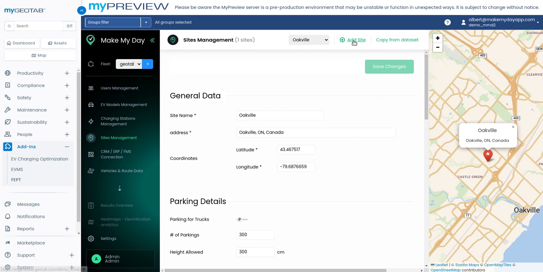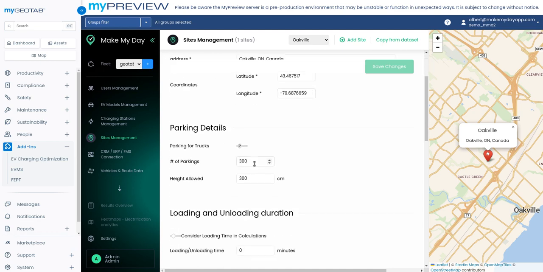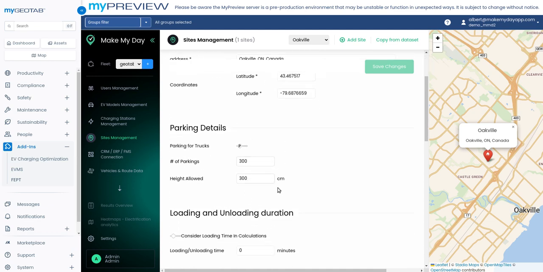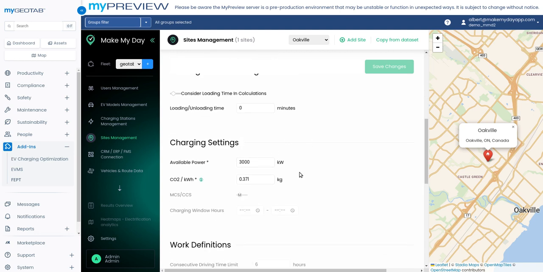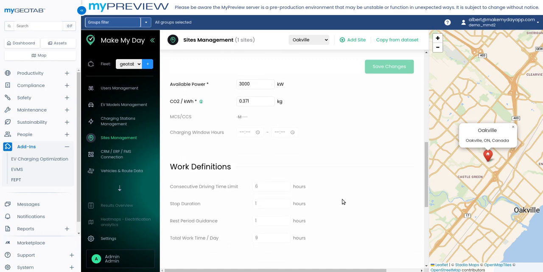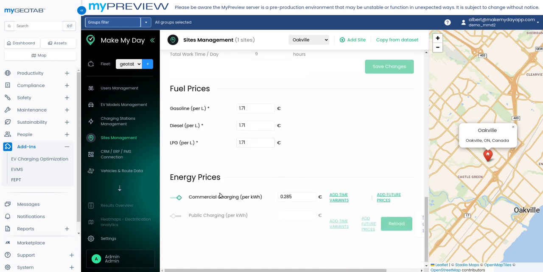We can of course always add new sites, and we can enter the different parameters for the site: the location, the address, number of parkings. There are many details and parameters that we can alter. For example, what is the available kilowatt in the depot that we can charge the vehicles with. And one of the most important parameters is the price for charging the vehicles per kilowatt.